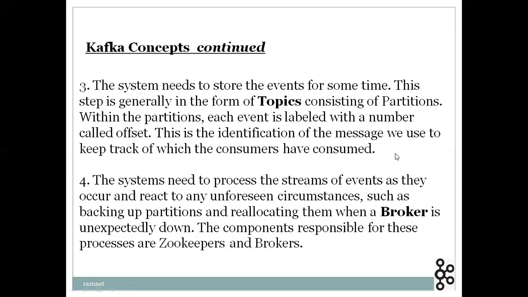Next, it's continuing. The system needs to store the events for some time. This storage is generally in the form of topics consisting of partitions. Within the partitions, each event is labeled with a number called an offset. This is the identification of the message, which we use to track where the consumers have consumed up to. The system needs to process the streams of events as they occur and react to unforeseen circumstances, such as backing up partitions and reallocating them when a broker is unexpectedly down. The components responsible for those processes are Zookeeper and the brokers.